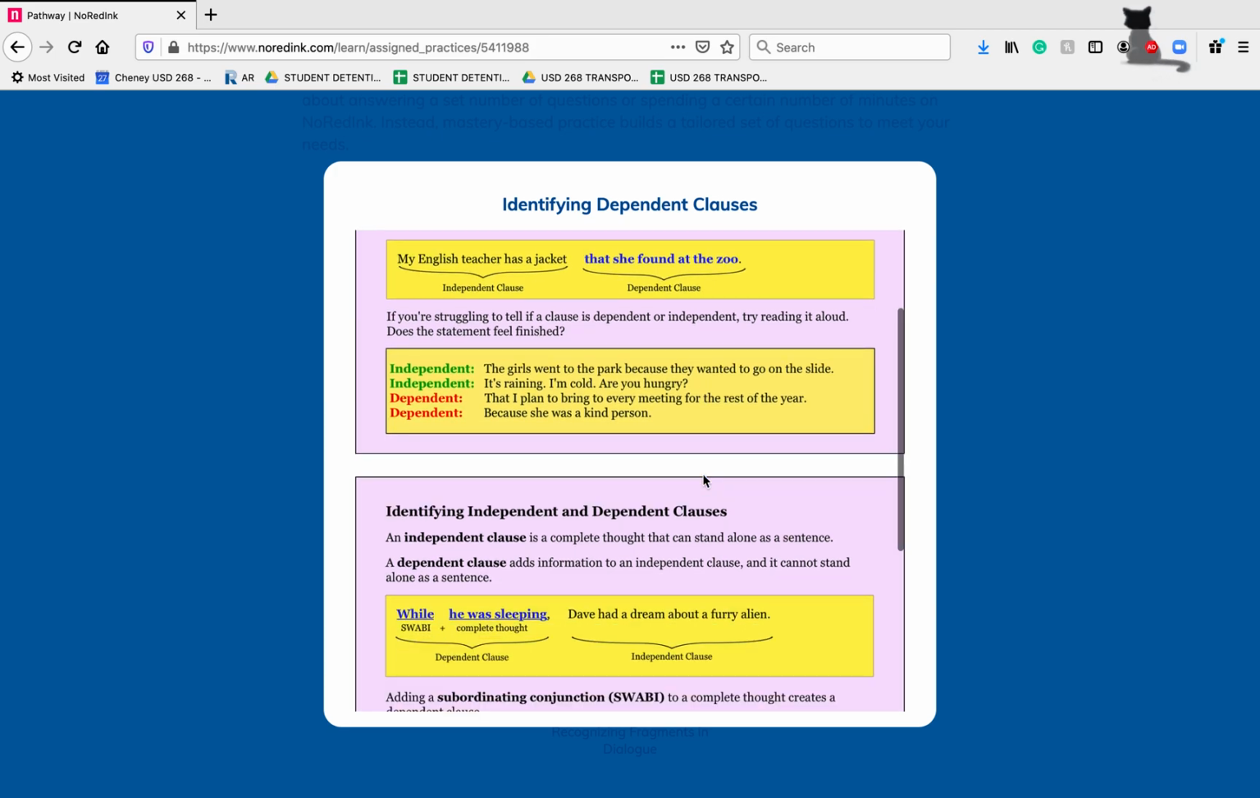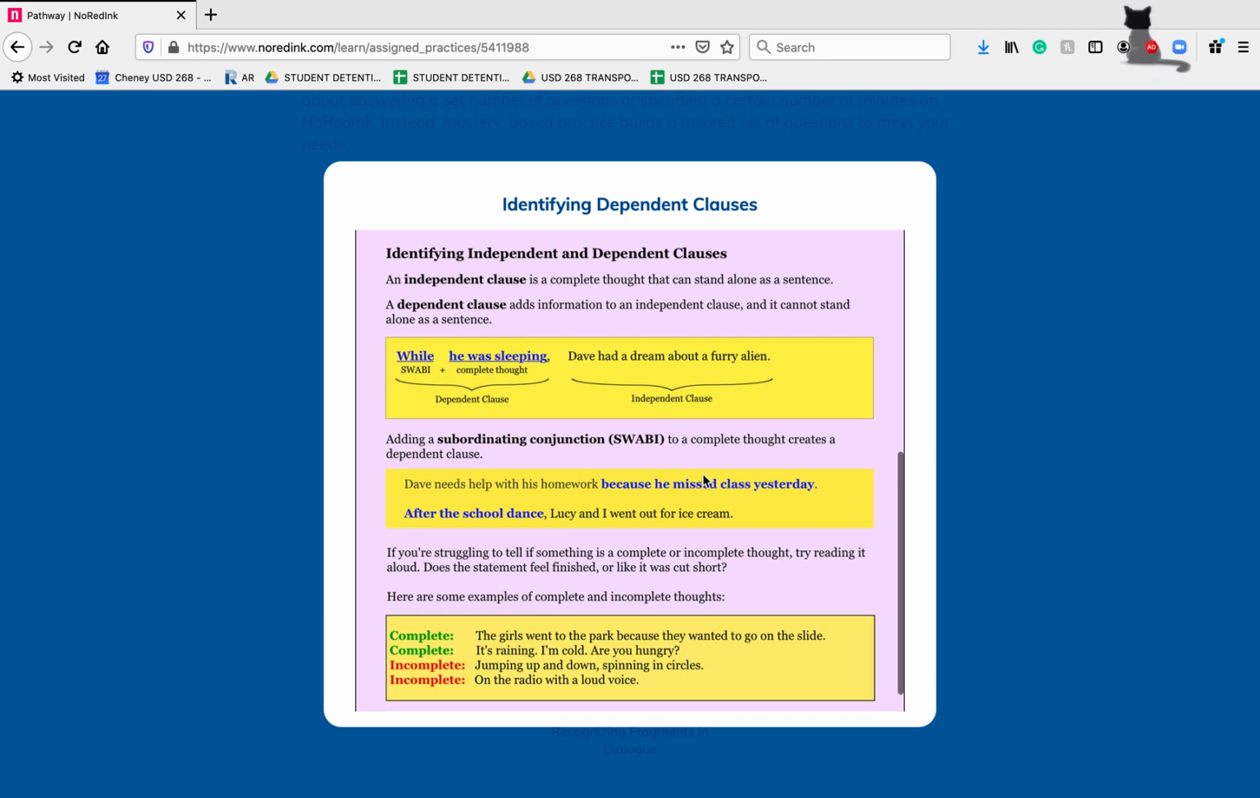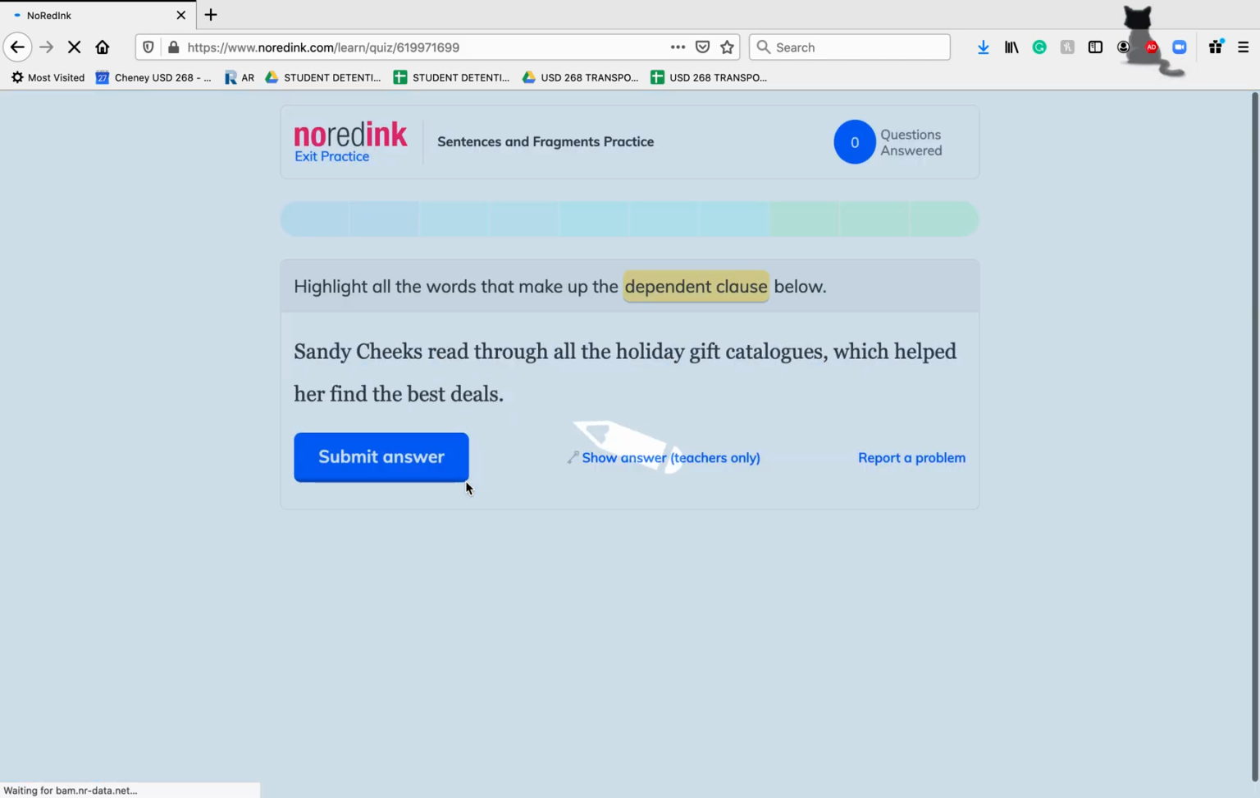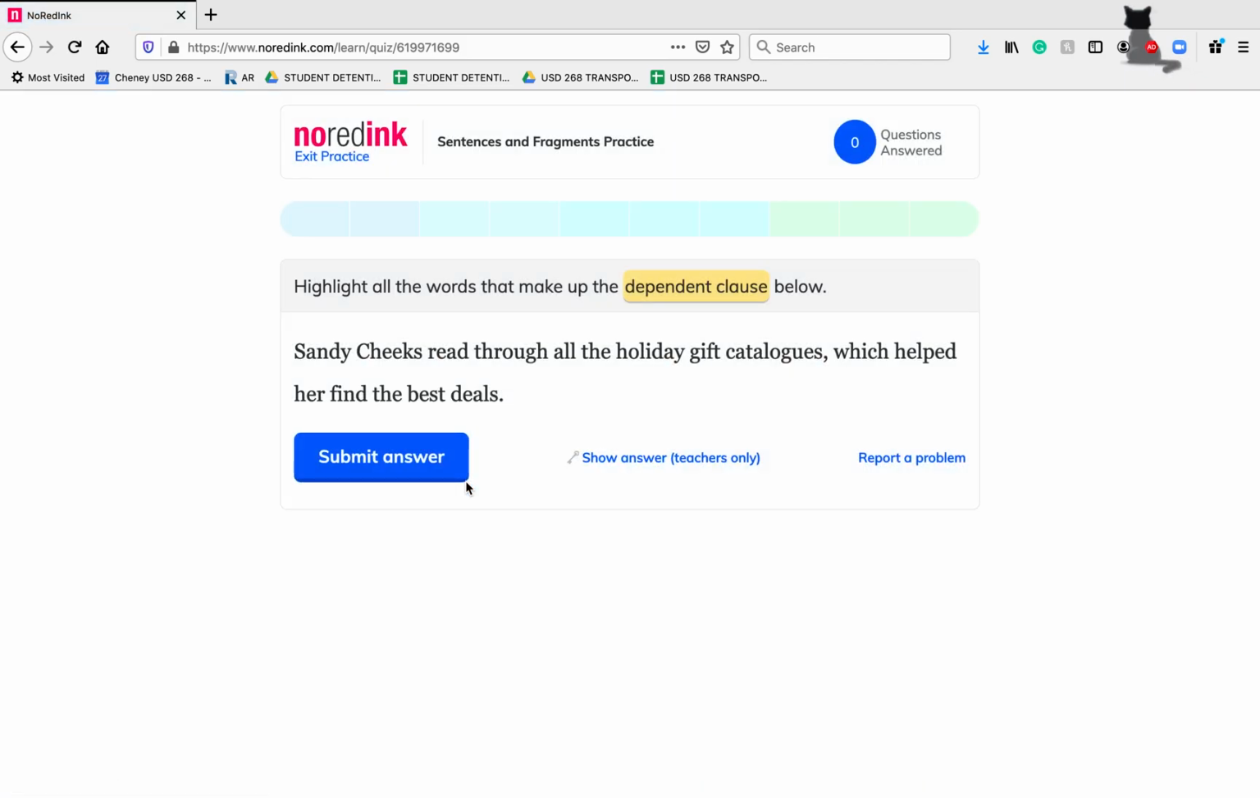So what we're going to do is work through a few of these together. You'll notice that most of the time our dependent clauses begin at the very beginning of a sentence as an introductory clause, or at the very end using a subordinating conjunction or those swabbies. So let's work through a few together. We want to highlight all the words that make up the dependent clause. "Sandy Cheeks read through all the holiday gift catalogs, which helped her find the best deal." Our dependent clause on this one is "which helped her find the best deal." This can't stand by itself, but we do still have a subject and a verb.